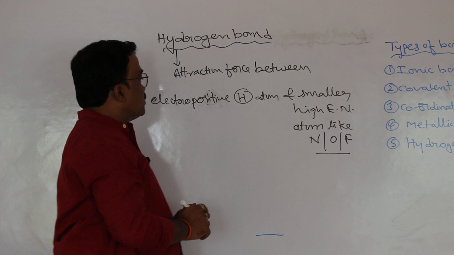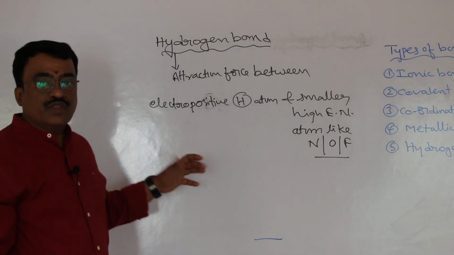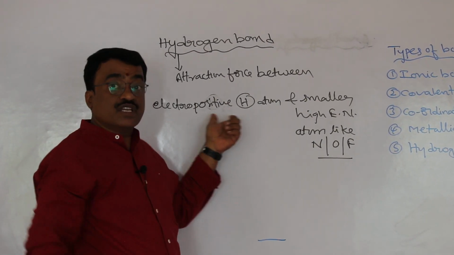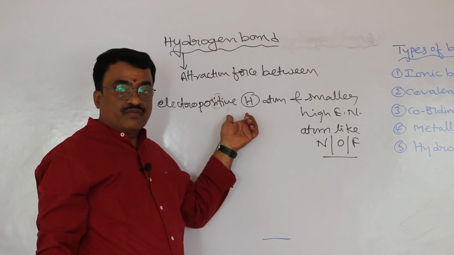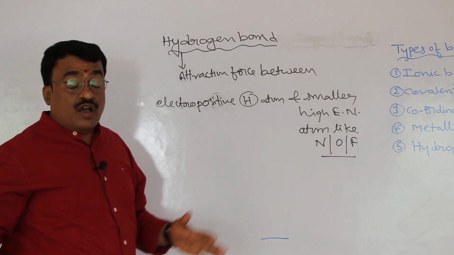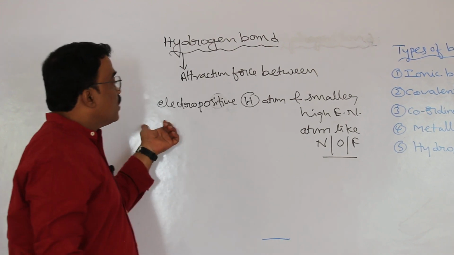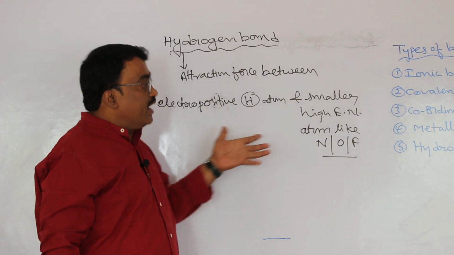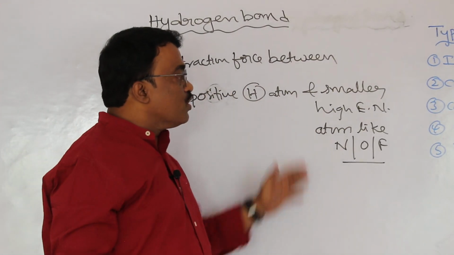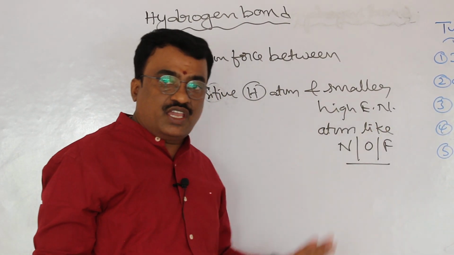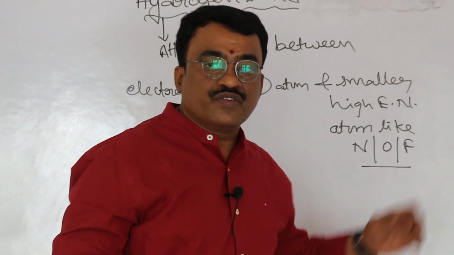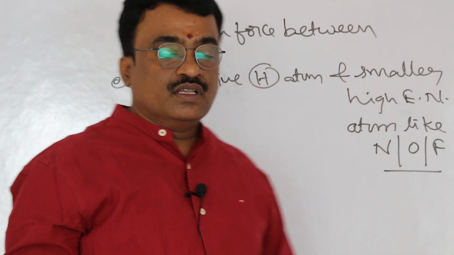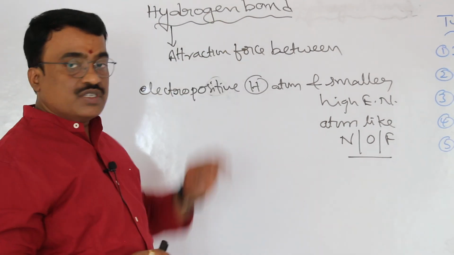An attraction force, electrostatic force between the electropositive hydrogen. I am using the word electropositive hydrogen. All hydrogens do not form hydrogen bond, so it should be electropositive. And that hydrogen will form a hydrogen bond with any one of these three smaller high electronegative elements, nitrogen, oxygen, fluorine. So that bond we call a hydrogen bond.